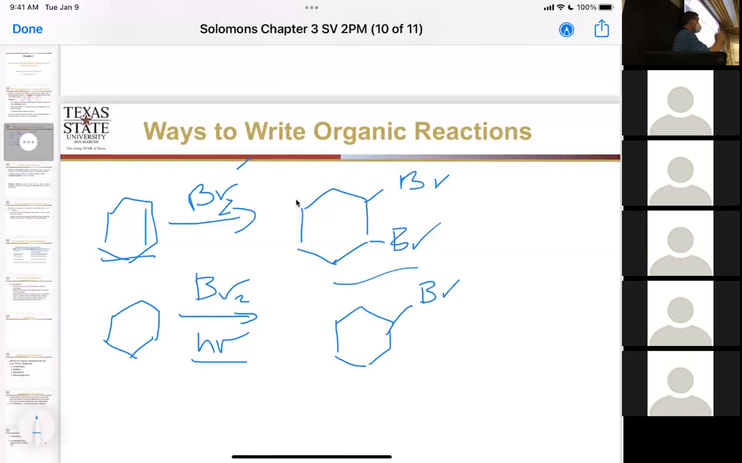So paying attention to what's reacting, what the product is, and what the reagents are, and all the information given is very important. Okay.